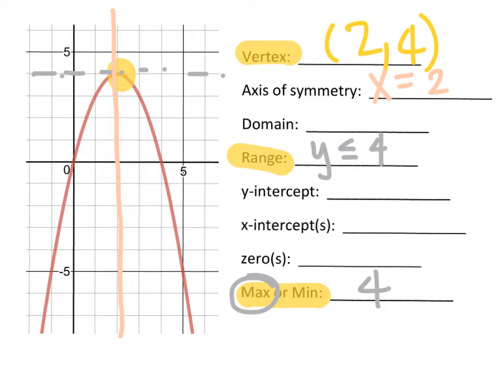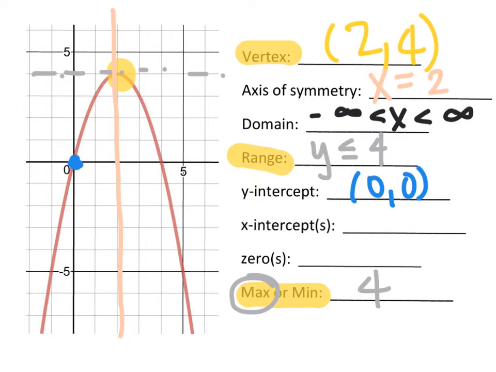My domain is always negative infinity is less than x, which is less than infinity. And then my y-intercept is where the graph crosses the y-axis, which would be here. That's at the point 0, 0. And my x-intercept is where the graph crosses the x-axis.